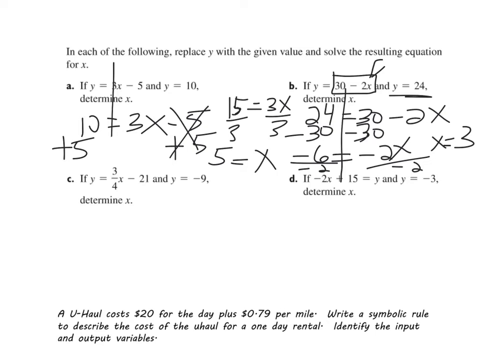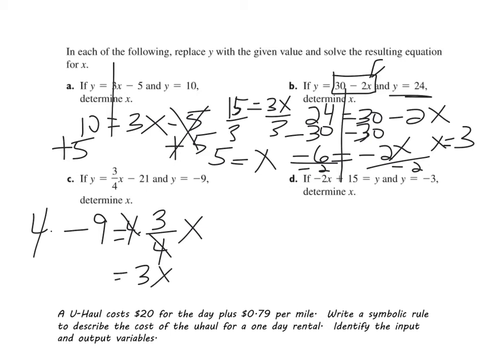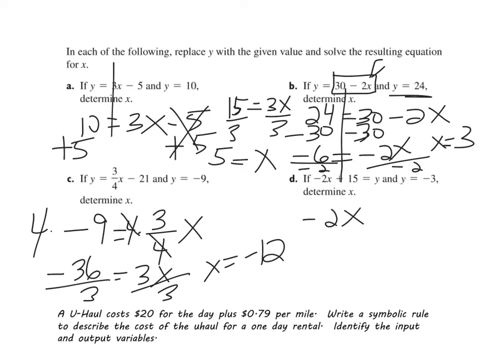For C, I'm going to plug in -9 for y. This is a good example because we've just been talking about if you have a fraction, you want to get rid of the fraction, it's all alone over there with a variable. I can multiply both sides by its denominator to cancel it out. So I have 3x equals -36, and I'm going to divide both sides by 3. X is -12. The last one, I'm plugging in -3 for y.